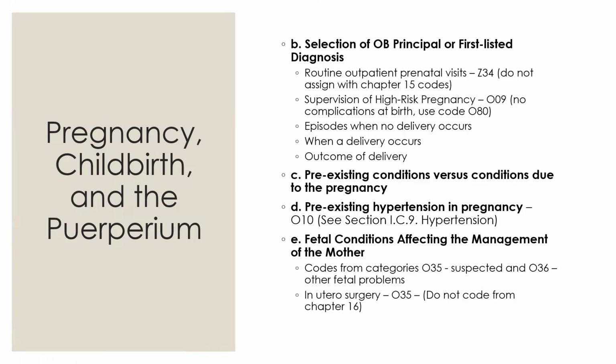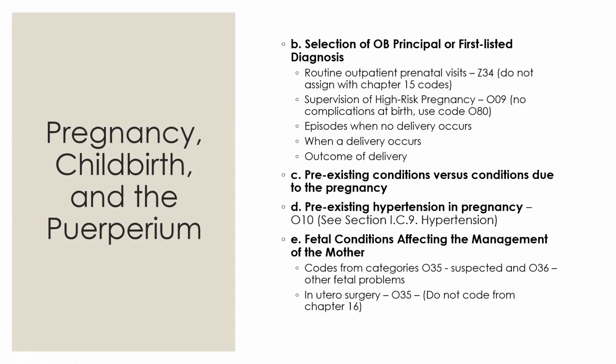So next up we have selection of OB principal or first listed diagnosis. Number 1, routine outpatient prenatal visits. For routine outpatient prenatal visits, when no complications are present, a code from category Z34 for encounter for supervision of normal pregnancy should be used as the first listed diagnosis. These codes should not be used in conjunction with Chapter 15 codes.